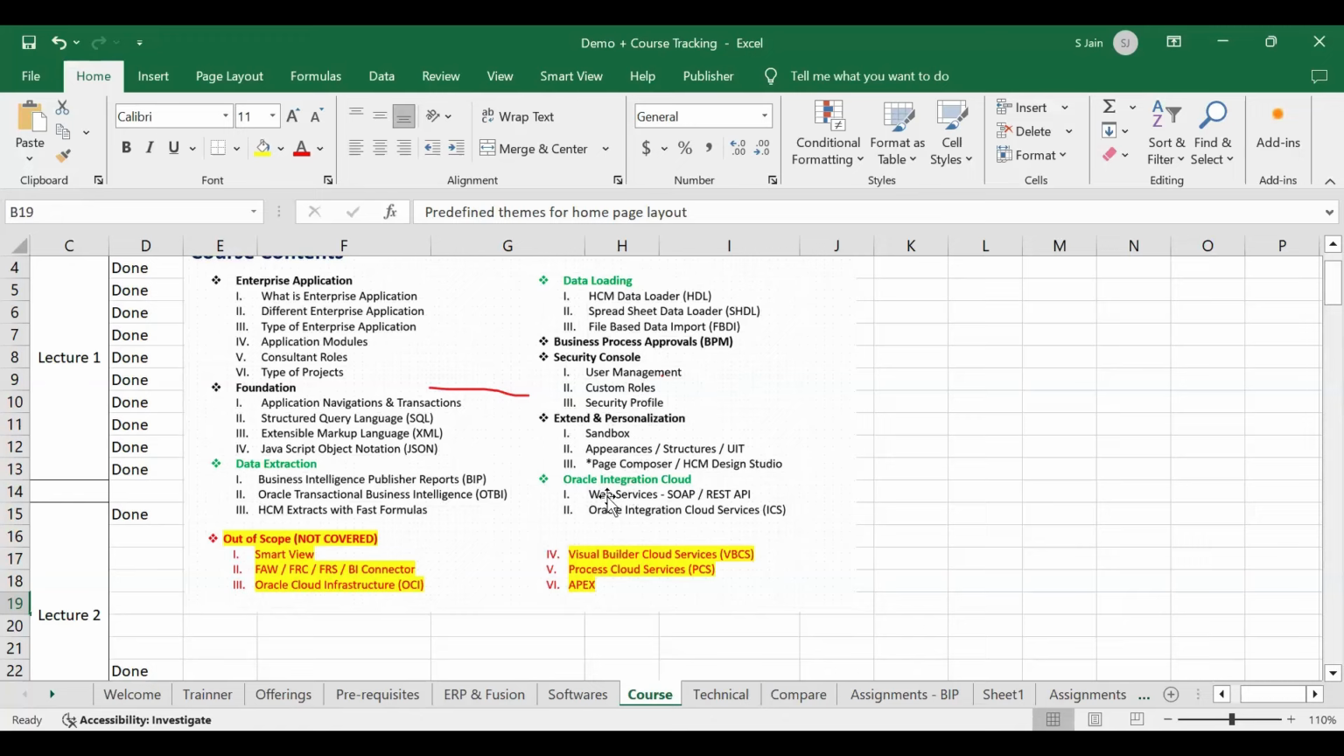What we are not learning, guys, is anything related to Smart View, and we are not going to learn about OCI. OIC is different and OCI is different. In addition to that, as part of this particular training, as we said, we will be offering you different sorts of contents that we are going to cover.